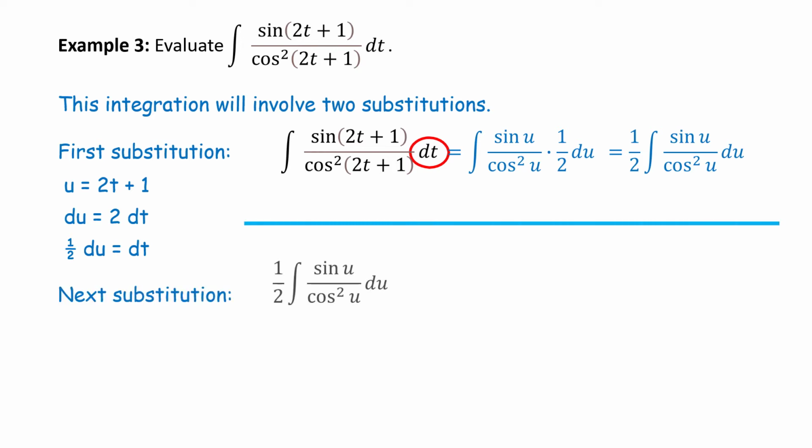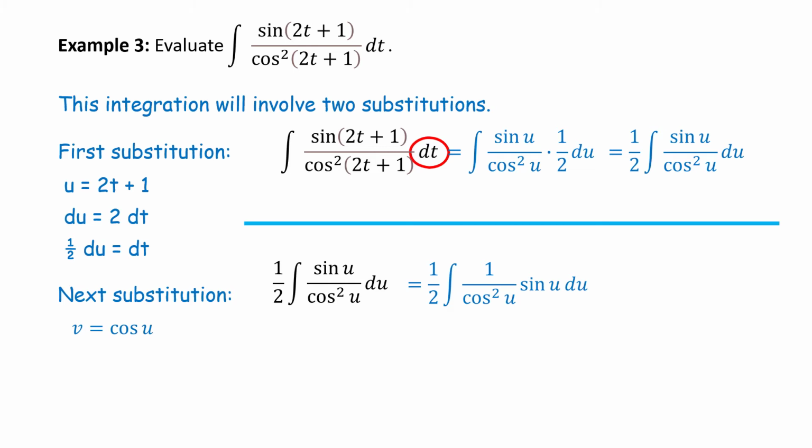We are ready to do the next substitution for the 1/2 the integral of sine u divided by cosine squared u du. Using properties of multiplication, the commutative property, we will write this again as 1/2 the integral of 1 divided by cosine squared u times sine u du. This visually makes doing the next substitution a little bit more straightforward. Let's let v equal cosine u.